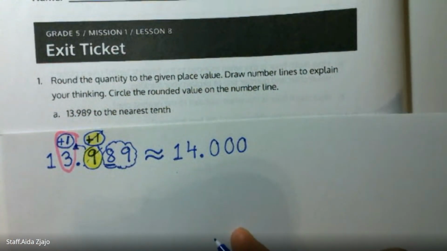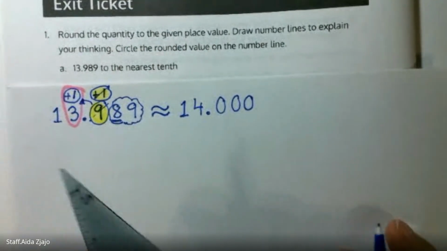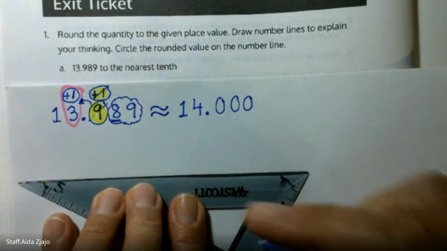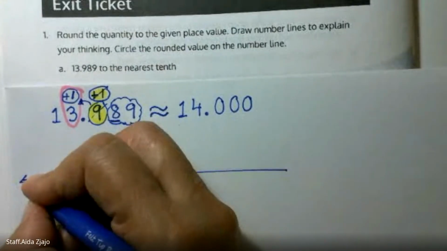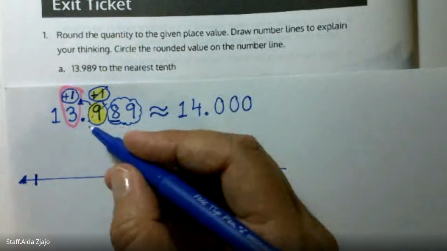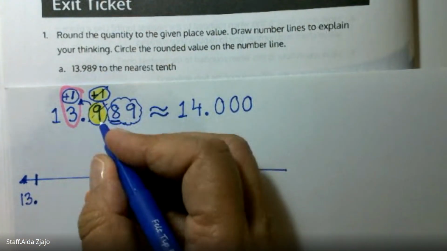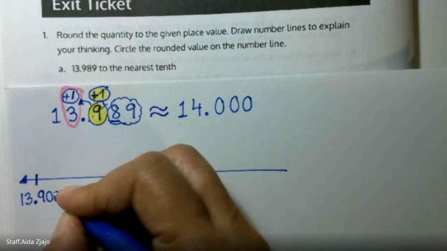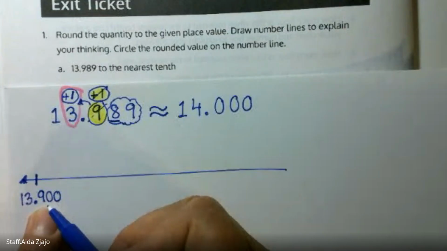Okay, so let's see how that looks on a number line. This time I'm going to use a horizontal line. Sometimes I use vertical, sometimes horizontal. I'm going to try to do my best. Okay, so here is the beginning. So that is going to be my 13 wholes and 900 thousandths. Okay, 13 wholes and 9 tenths.